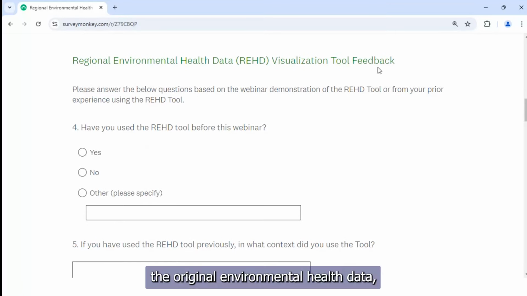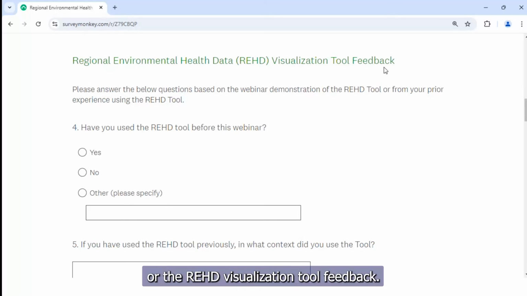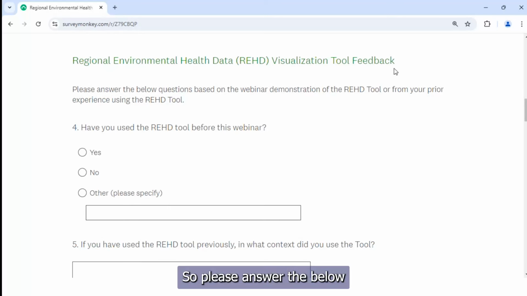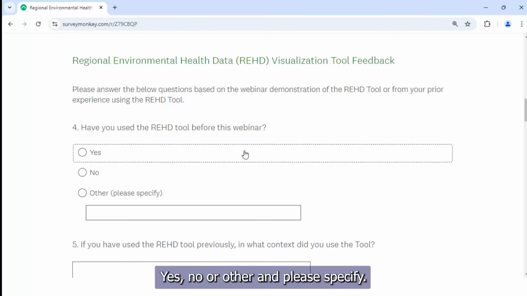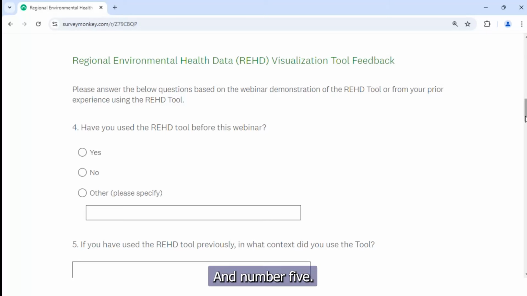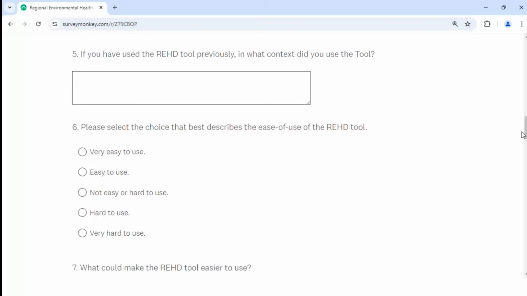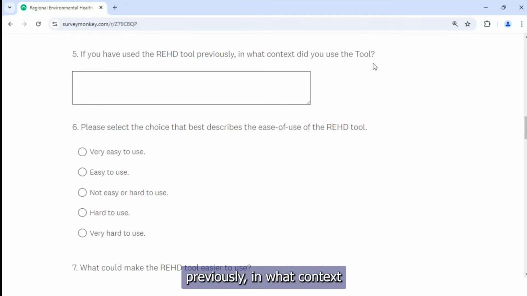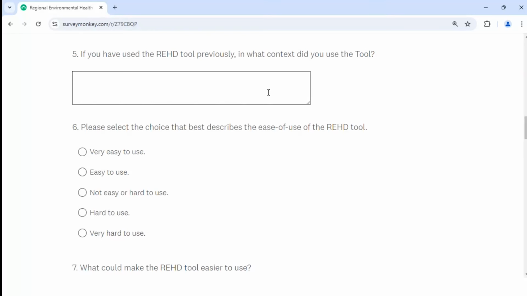So the next section covers the Regional Environmental Health Data, or the RED visualization tool feedback. So please answer the below questions based on the webinar demonstration of the RED tool or from your prior experience using the RED tool. So number 4, have you used the RED tool before this webinar? Yes, no, or other, and please specify. And number 5, if you have used the RED tool previously, in what context did you use the tool? And please specify in the box below.